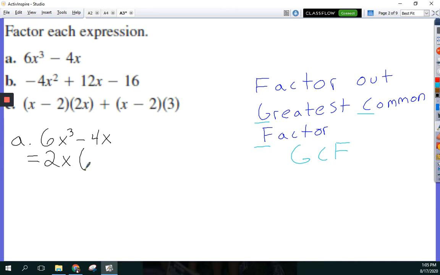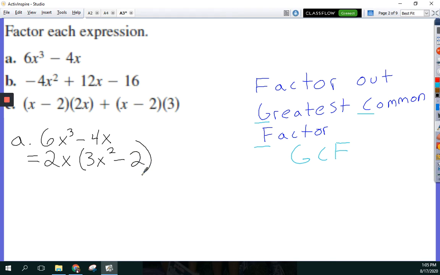Then we can think of factoring kind of like dividing. So we're going to write whatever we have left over inside of our parentheses. So in the case of this problem, we would take 6x cubed divided by 2x, and we would be left with 3x squared. If we divided negative 4x by 2x, we would be left with negative 2.